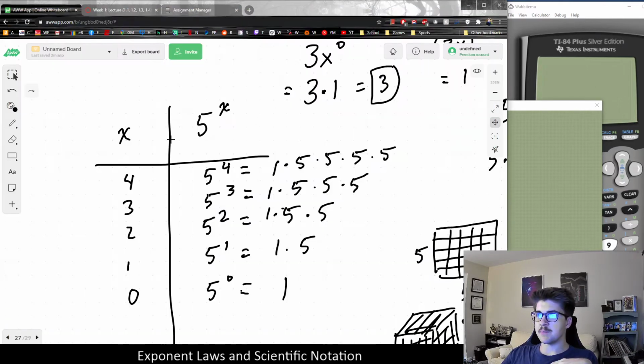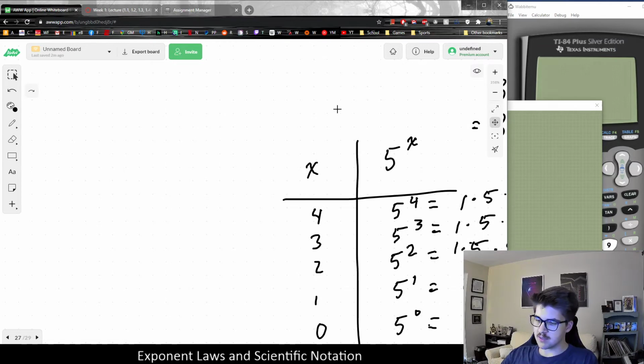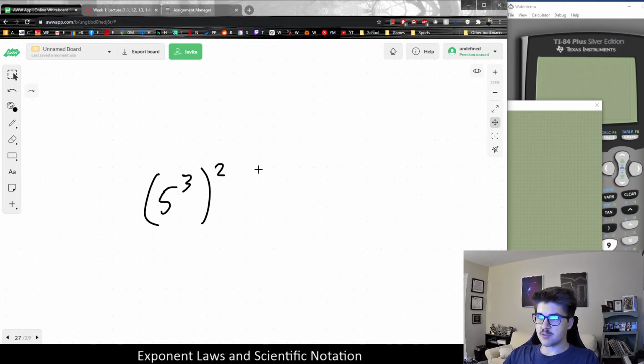So let's look at an example. Again, let's stick to something we've been dealing with. Let's say we had 5 cubed, then squared. What that rule suggests is that this should be equal to 5 to the 6th power, because we should just multiply those two things together, and that's that.